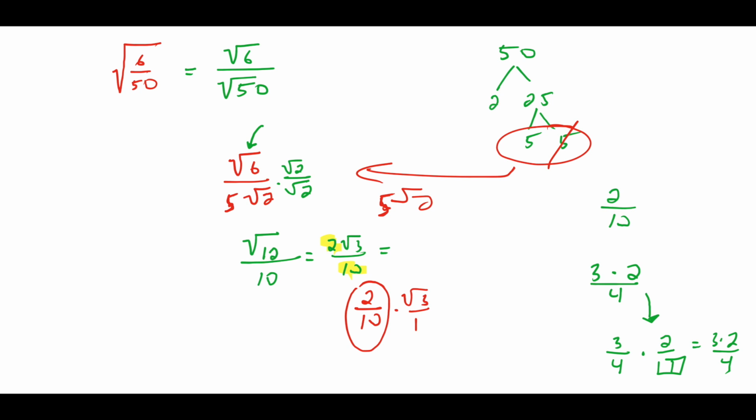I'll do it from up here. 2 goes into itself once. 2 goes into 10 5 times. What's your new answer? From right here. Yeah, square root of 3 over 5.